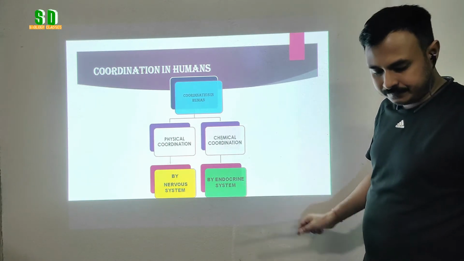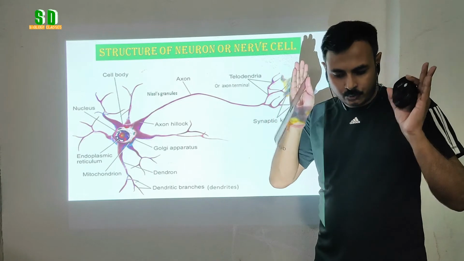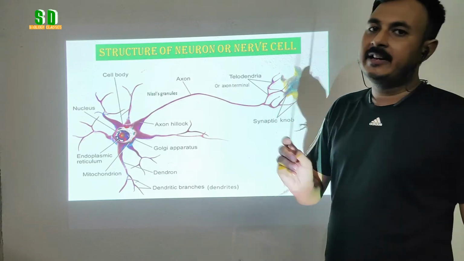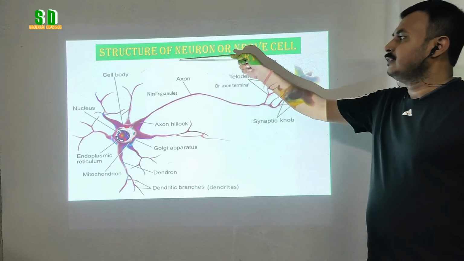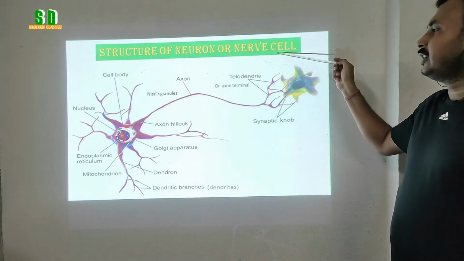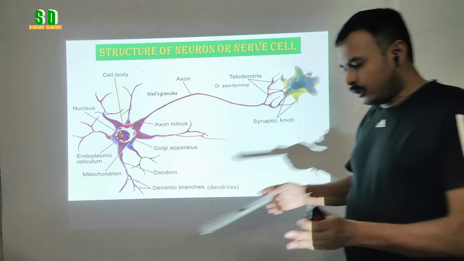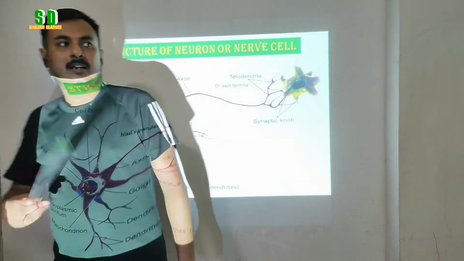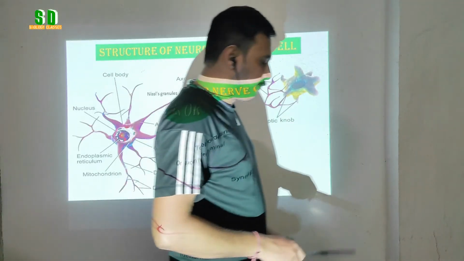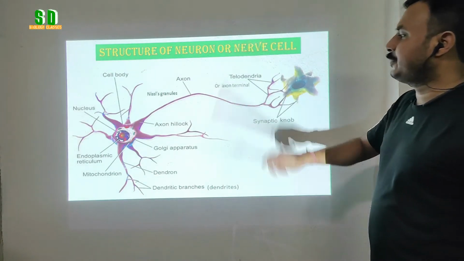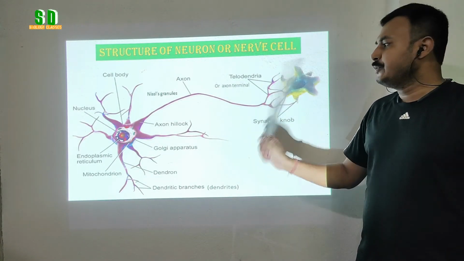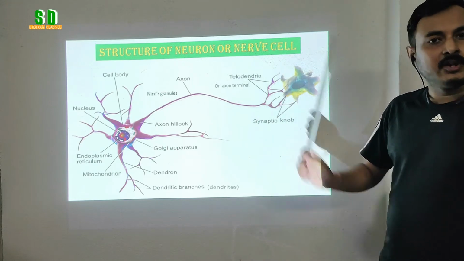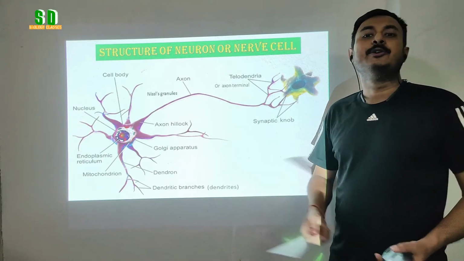So students, now we have to know something which is very important for class 10. See, the structure of a neuron or nerve cell. As I already told, I have to discuss the physical coordination mainly. So first of all, we will discuss the unit of the nervous system, and the unit of the nervous system is called a nerve cell or neuron.